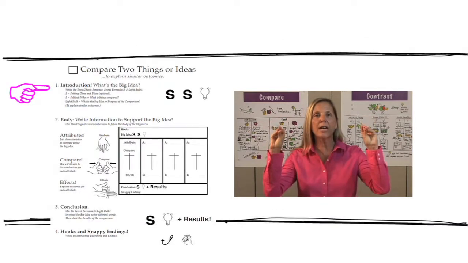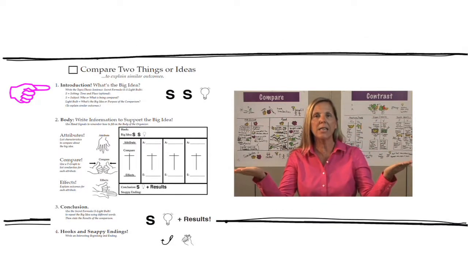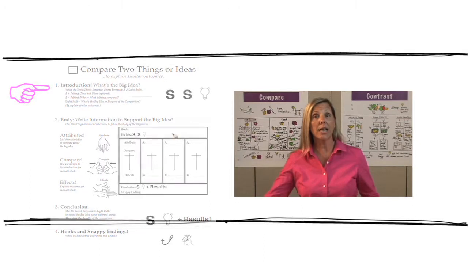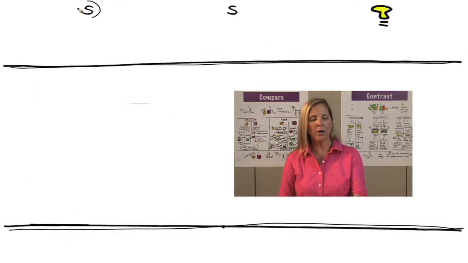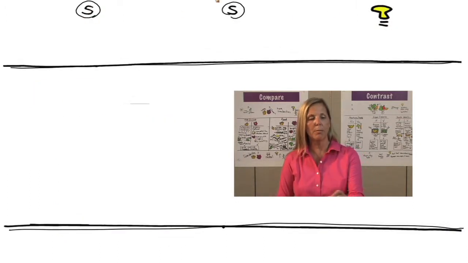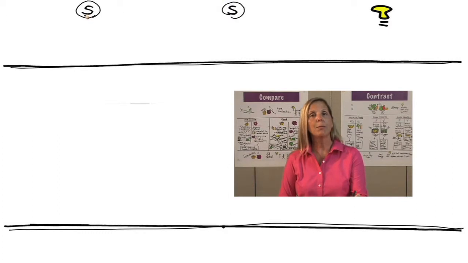Step 1, introduction. What's the big idea? We're going to use our SS light bulb. On our paper, we're writing our SS light bulb. Setting: the time and place this information occurs. Subject: who or what are we talking about? Light bulb: what's the big idea, and why is it so important?